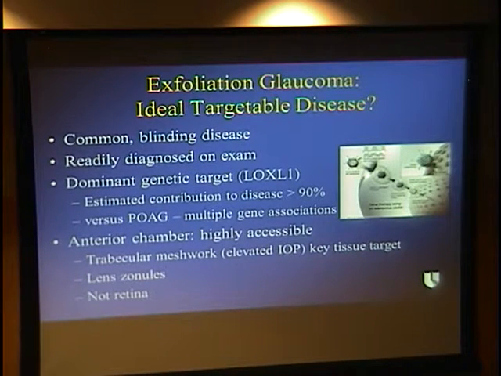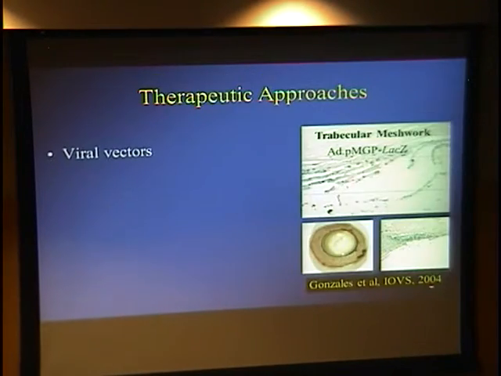It's in the front of the eye. Well, how easy is that to get at? So it's highly accessible. And the trabecular meshwork, which is a phagocytic organ, is sitting right there, and that's the key tissue that we really need to treat. And then lens annules, we'll throw that in possibly, and it's not in the retina. So we have a perfect situation of a common disease, a common gene, and a very easy way to get at it. So we can certainly think of viral vectors.